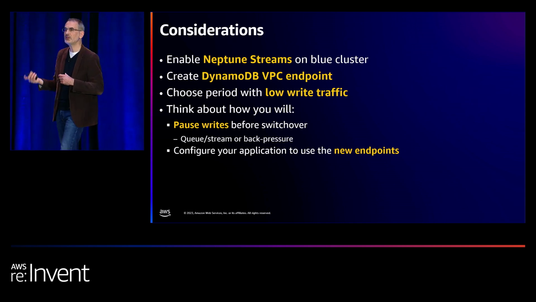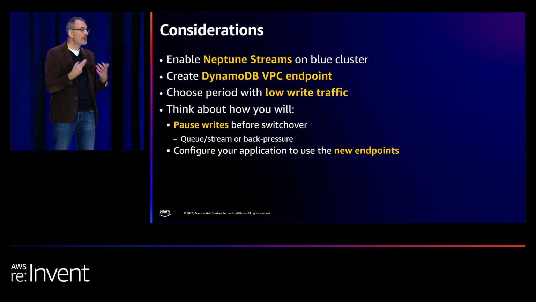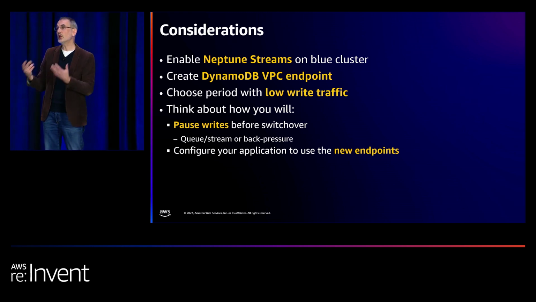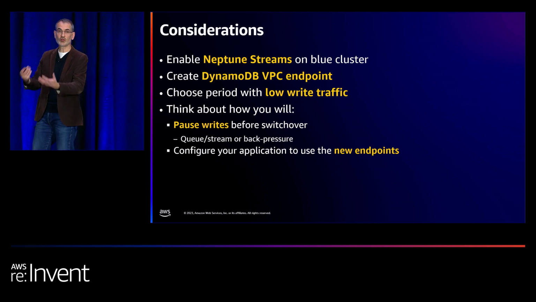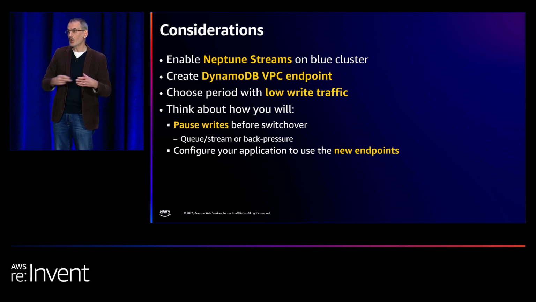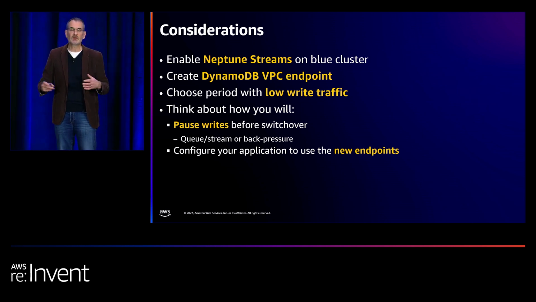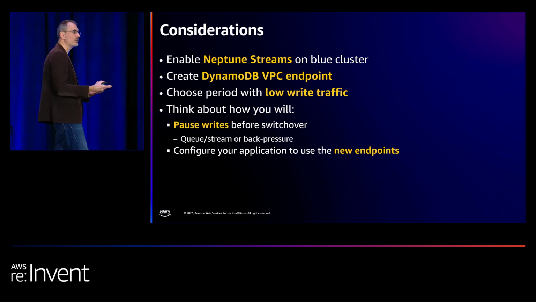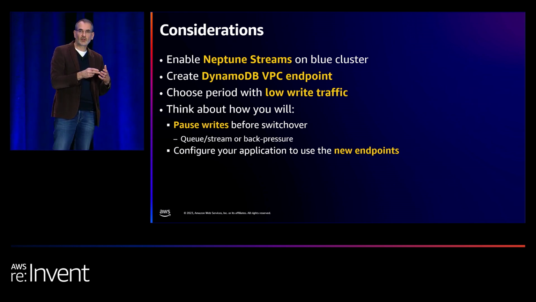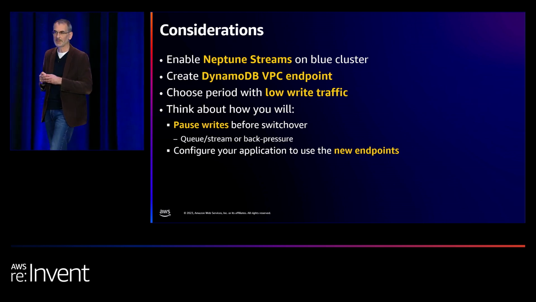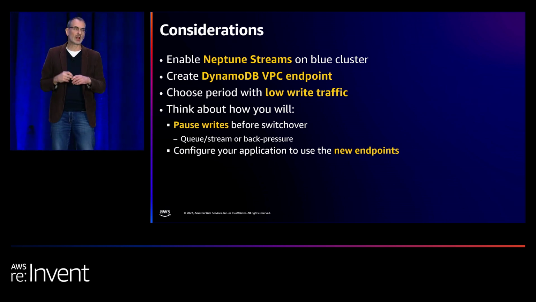And then a few things that you need to think about. You need to choose a period of relatively low write traffic, so you can continue your application working against the database whilst all of this is taking place. But if you've got really, really high write throughput during that period, there's a chance that that green cluster will never catch up with the blue when we're trying to replicate those changes. So try and identify a period of relatively low traffic.